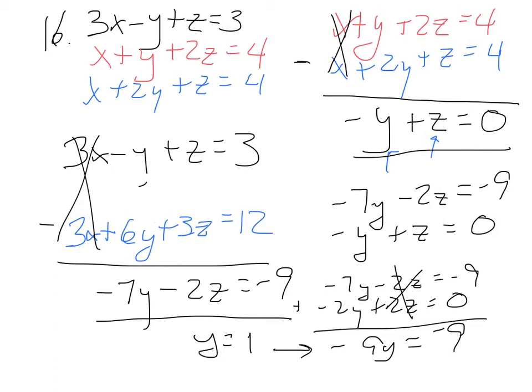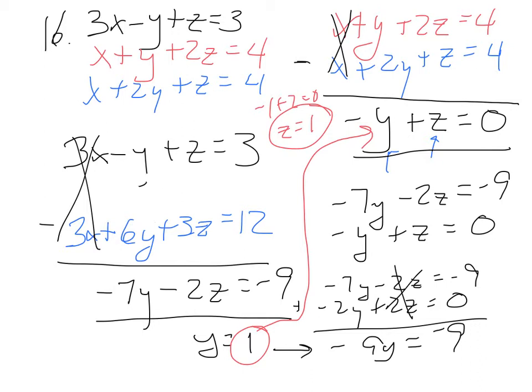I've got negative y plus z equals 0, so I'm going to take that negative 1, plug it right up in here. Actually, maybe I can, so I've got negative 1, sorry for all the writing, plus z equals 0. Z is going to be equal to 1 as well. So now I got y and z.